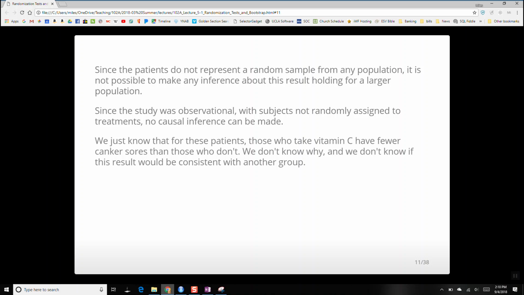Okay, so all we can say is just that for these patients, those who take vitamin C happen to have fewer canker sores than those who didn't. Okay, we don't know why, and we don't know if this result would be consistent with another group. So that's our first example.